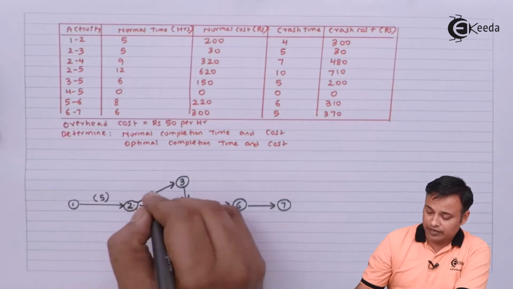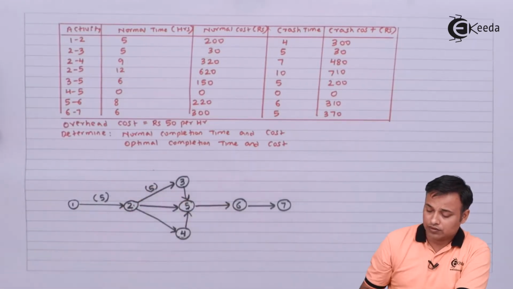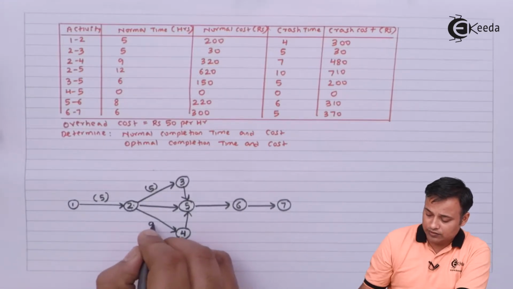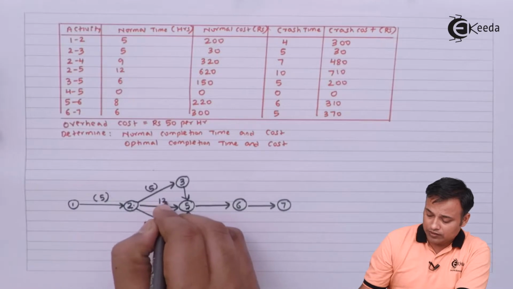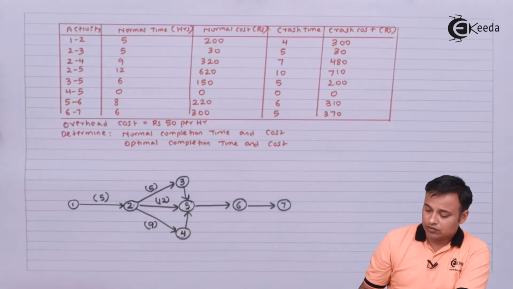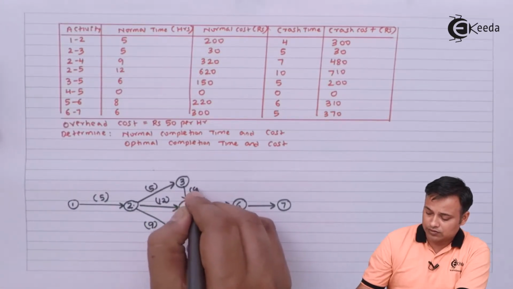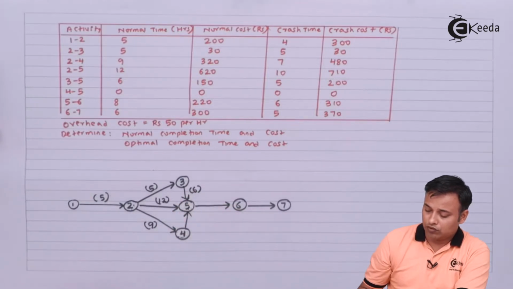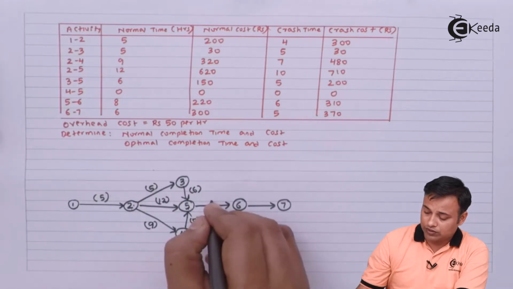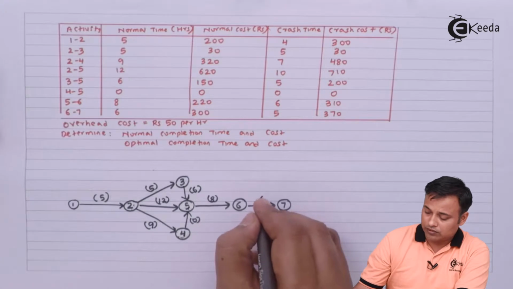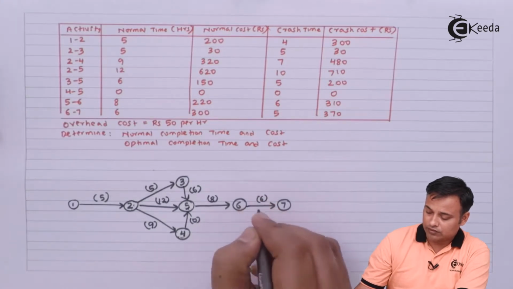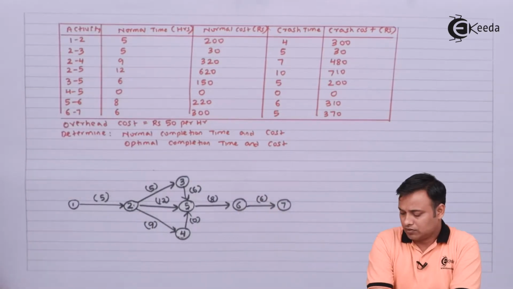2 to 3, again 5, 2 to 4 is 9, 2 to 5 is 12, 3 to 5, 6, 4 to 5, 0, so it will be a dummy, 5 to 6, 8, and 6 to 7, 6. So we are done with the time estimates.